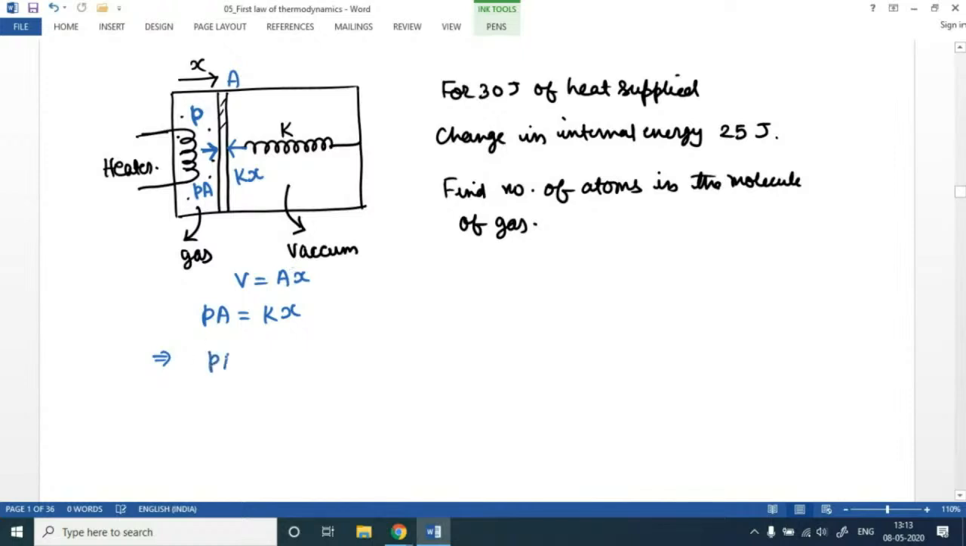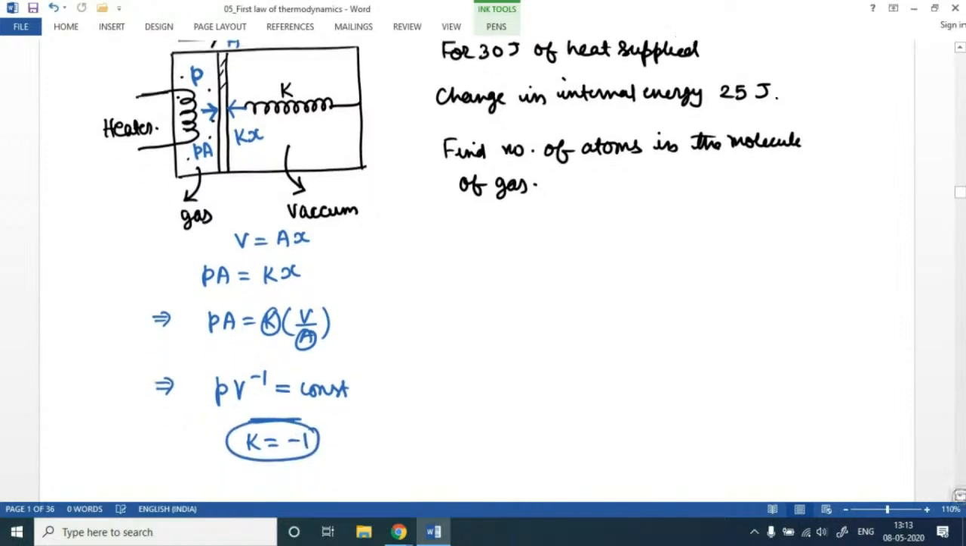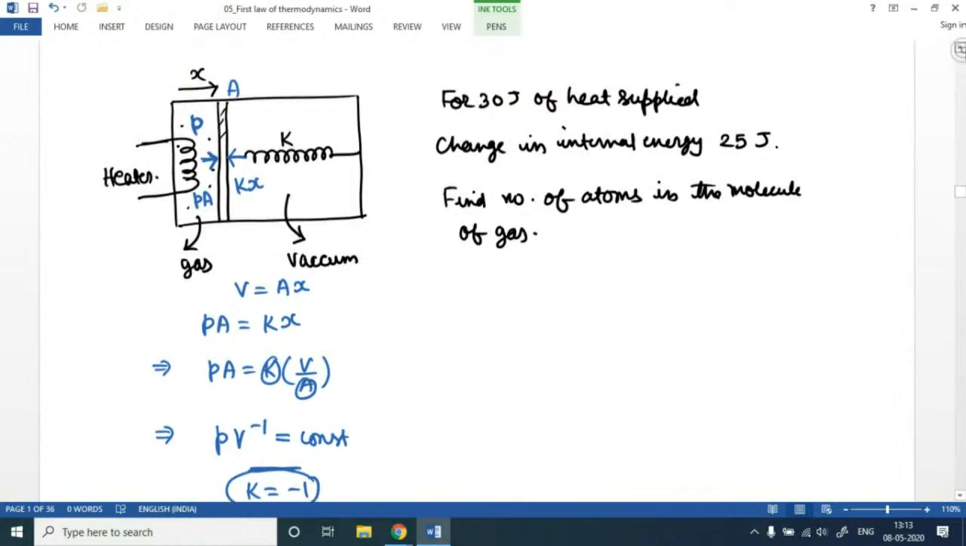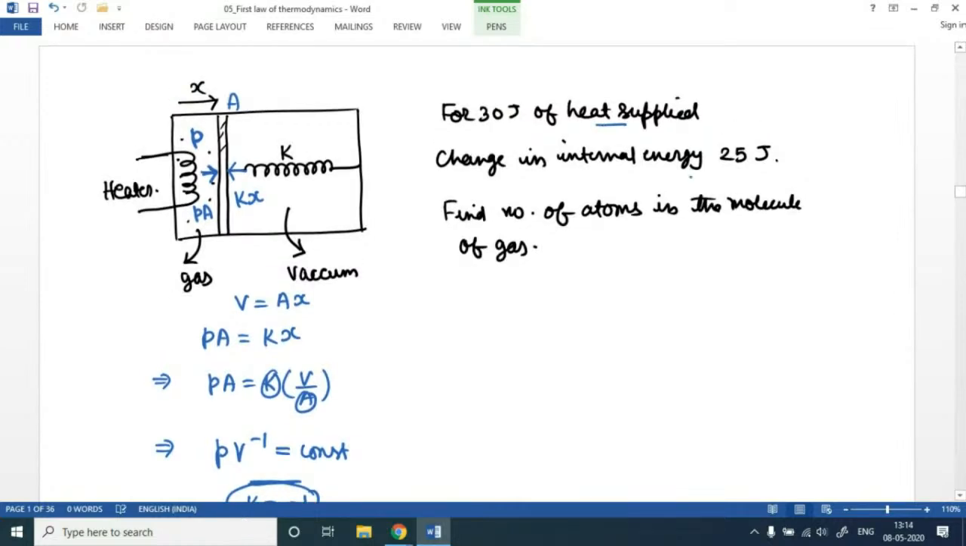Okay, so P times A is equal to K times x, and x is nothing but V upon A. So looking at that, all these K, A, etc. terms are constant. We can simply see that PV to the power minus 1 is a constant, and this here is an example of a polytropic process having k equal to minus 1. Okay, so now for this, what has been given to us is the heat supplied and the internal energy. So we can very well find out delta W by delta U.